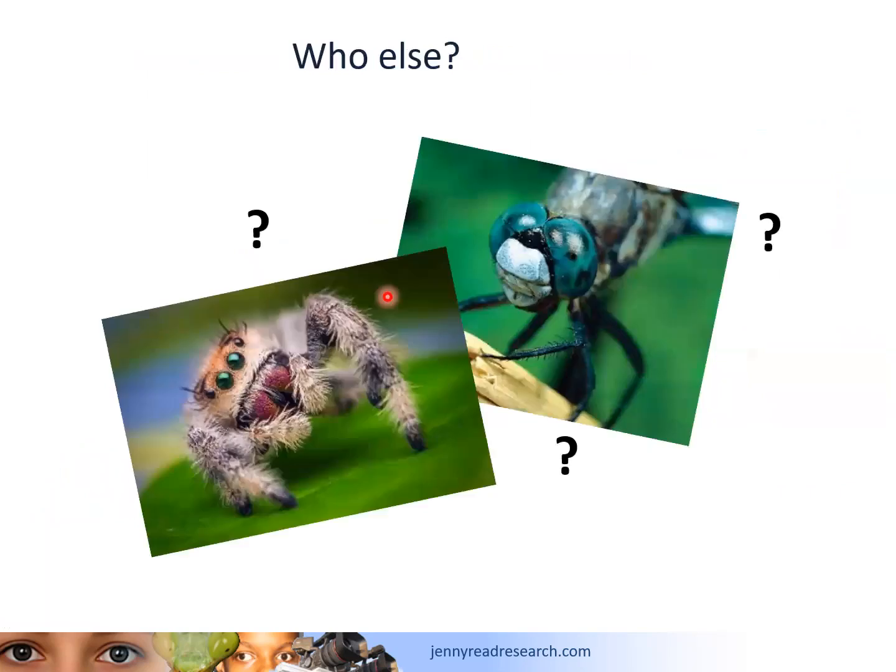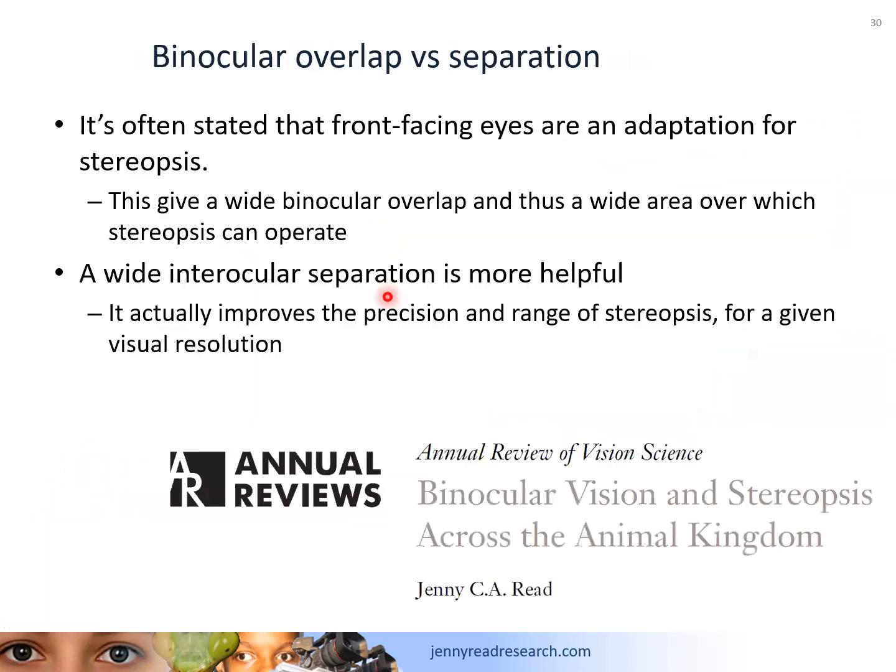But it's very difficult to do an experiment to prove that an animal has stereopsis, so mainly we just don't know. One little detail I thought I'd mention, it's often stated that front-facing eyes are an adaptation to stereopsis. But I think that's a bit of a fallacy. What front-facing eyes give you is a wide binocular overlap. It's not clear that's useful for stereopsis. It's certainly not exploited in humans, where we have a binocular overlap of about 70 degrees, but stereopsis operates only in about the central 20 degrees. Right? So we're not exploiting that.